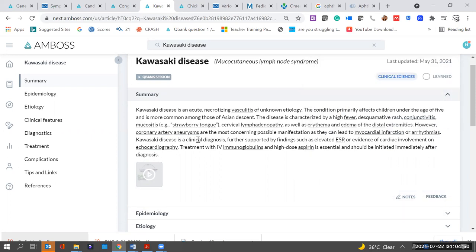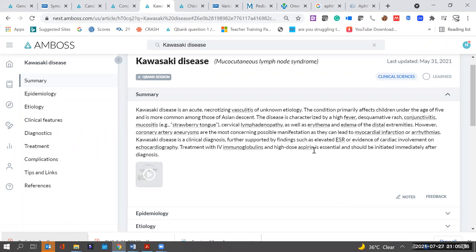However, coronary artery aneurysm are the most concerning possible manifestation, as they can lead to myocardial infarction or arrhythmia. Because it's the overall involvement of the vessels, think about it: if the coronary arteries are involved, then what will happen? Anything can happen to that patient. That patient can go into myocardial infarction, that patient can go into arrhythmia, because that's the involvement of the coronary artery.